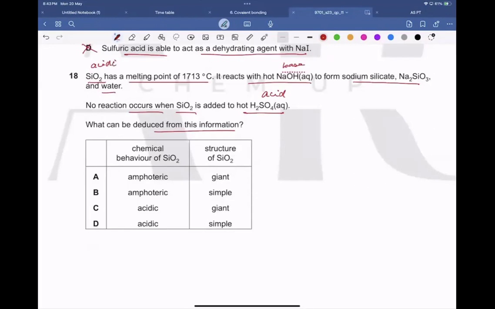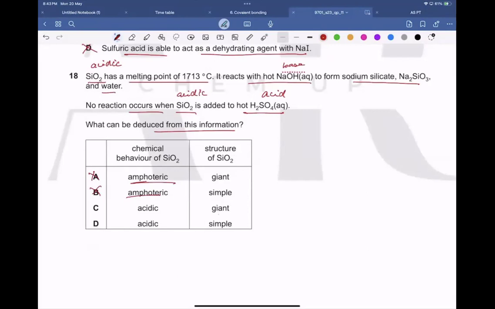So the behavior of SiO2 is not amphoteric. On being amphoteric, I mark them wrong. And SiO2, if you recall its structure, it's giant, not simple. So being simple, D goes wrong and C is the correct answer. Is this understandable? Yeah, very good, Anshara. Very good, Hassan.